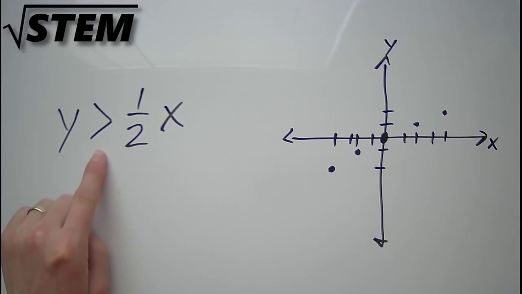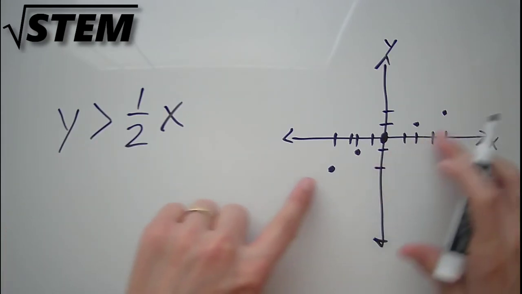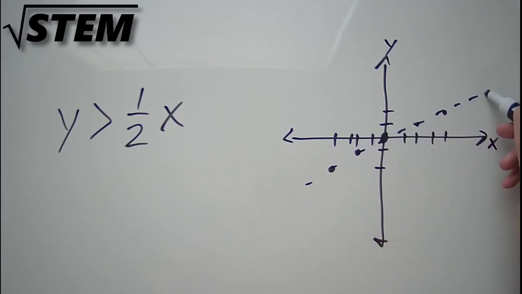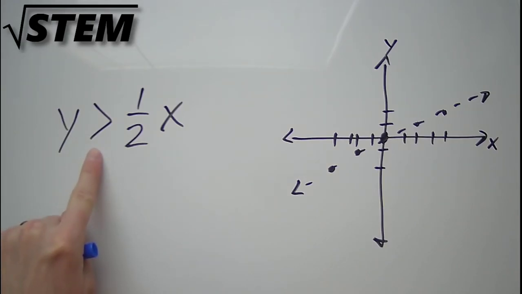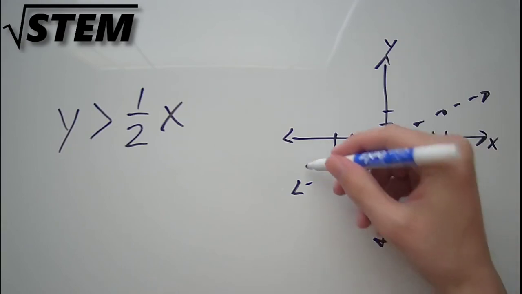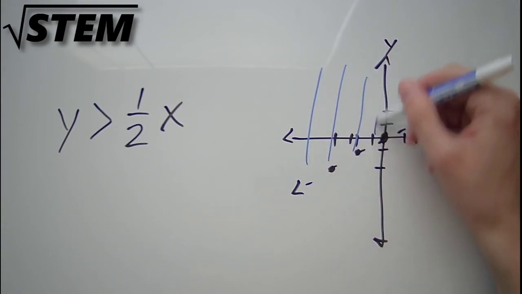This is a strictly greater than, so we're not allowed to use any points on this line. That means we should use a dotted line to connect these points. And finally, which side of the plane do we shade in? Well, it says it's greater than, so we're going to shade in everything above this line.